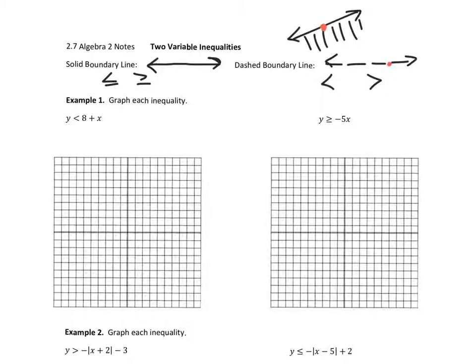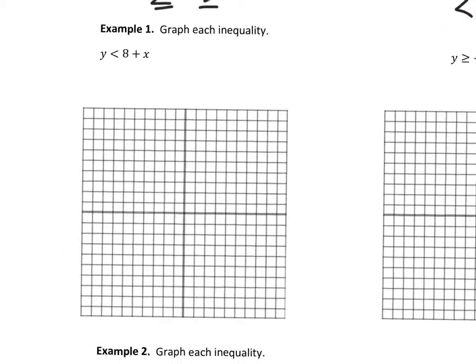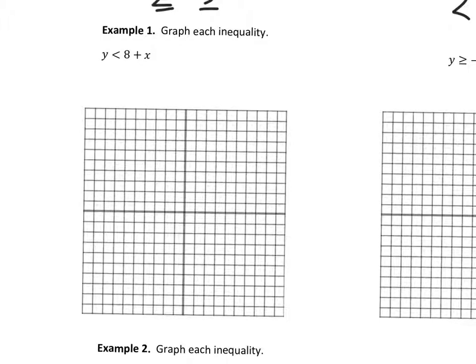So to graph an inequality, what you want to do first is solve for y. In this case, y is already solved, so this is in slope-intercept form. The slope is 1 and the y-intercept is 8. So I'm going to go up on the y-axis 8 units, 1, 2, 3, 4, 5, 6, 7, 8, and make a point for my y-intercept. And my slope is 1, so I'm going to go up 1, right 1. And then it is going to be a dashed boundary line, so I'm going to make a dashed line.